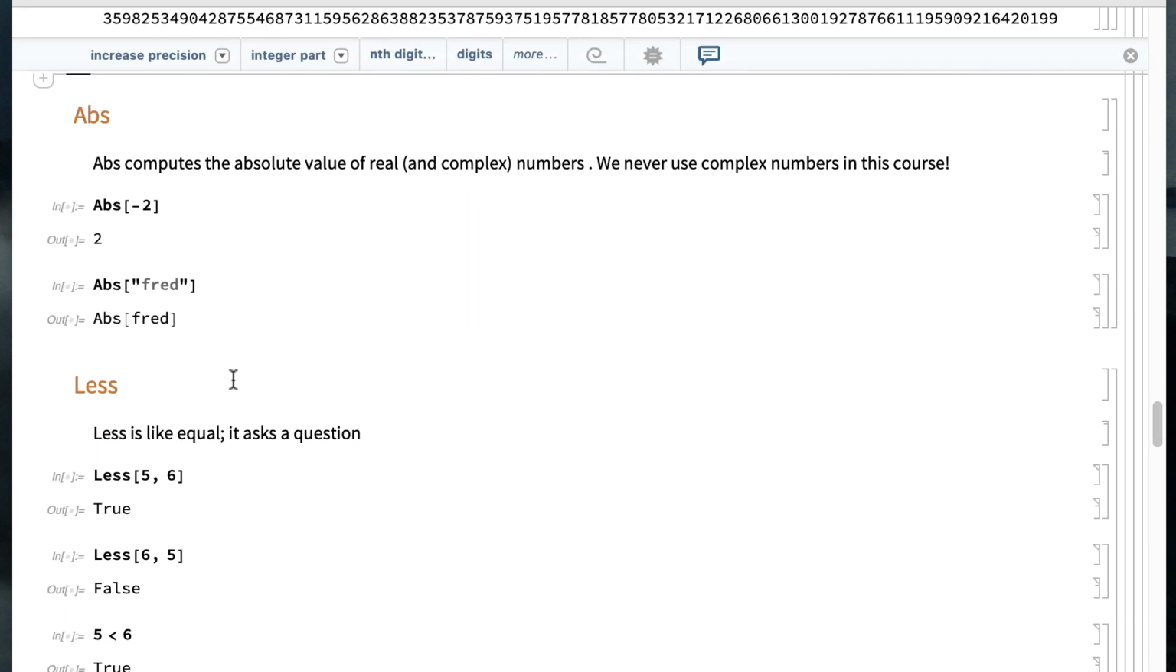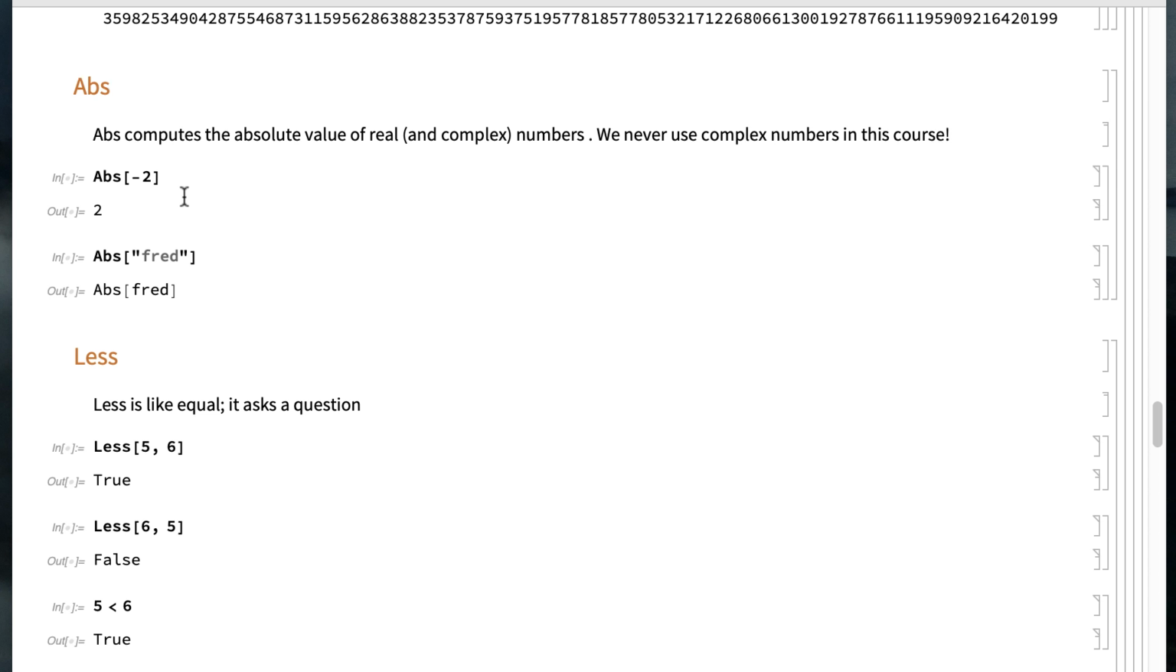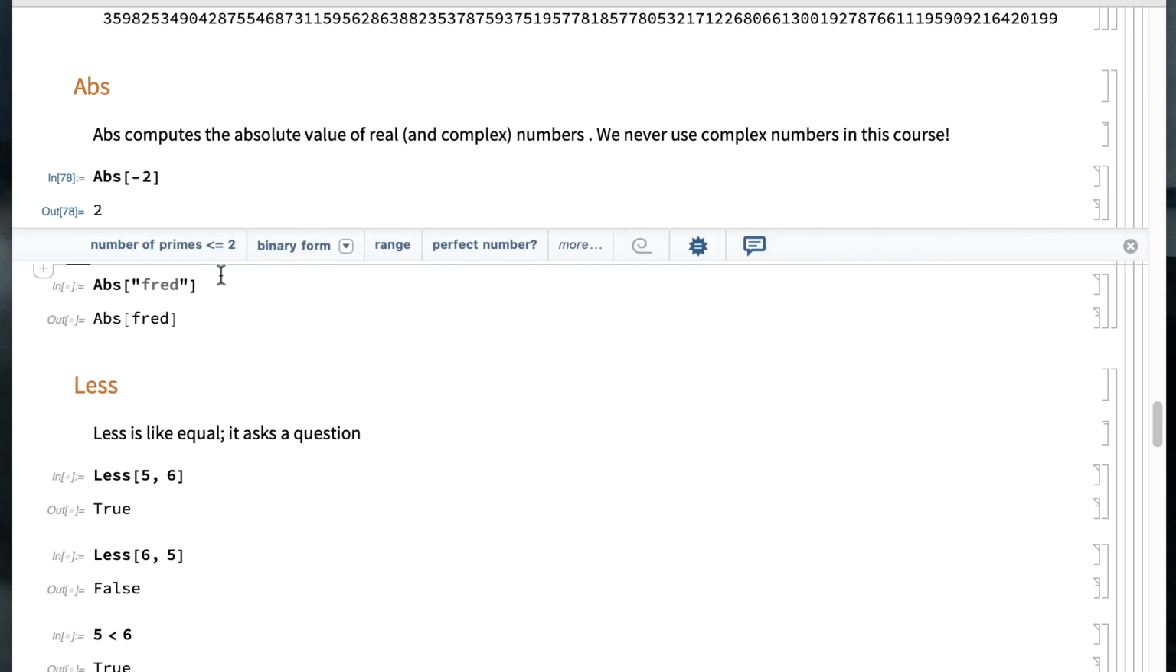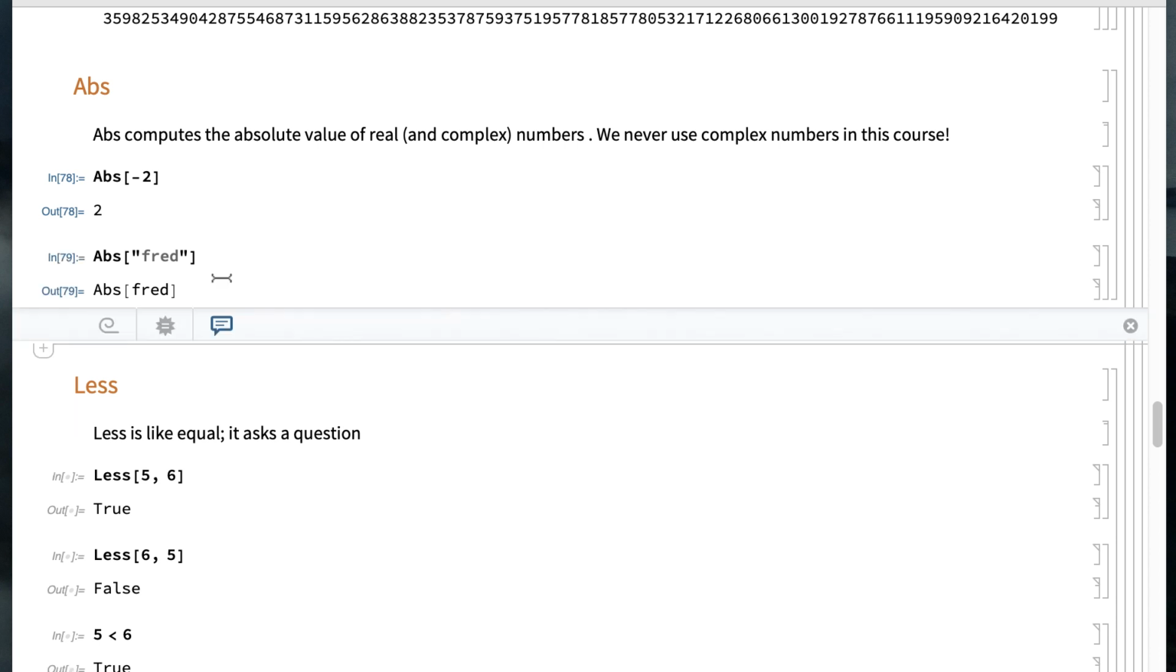ABS computes the absolute value of real numbers. It also does it for complex numbers. In this course, that doesn't really matter. What's the absolute value of -2? It's 2. If it's not a number, it's just going to spit it back.